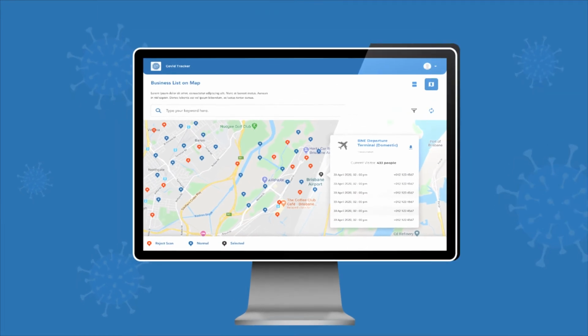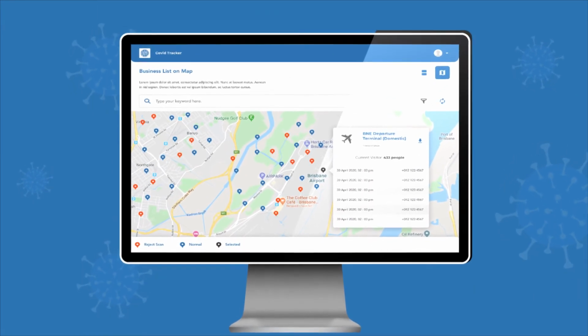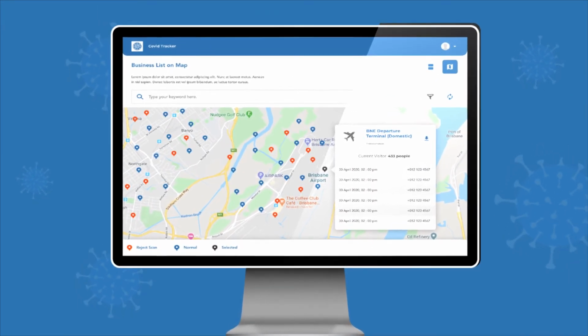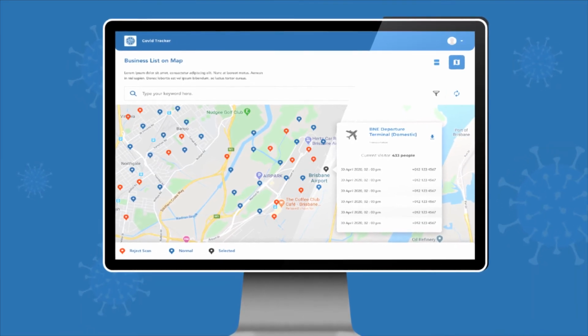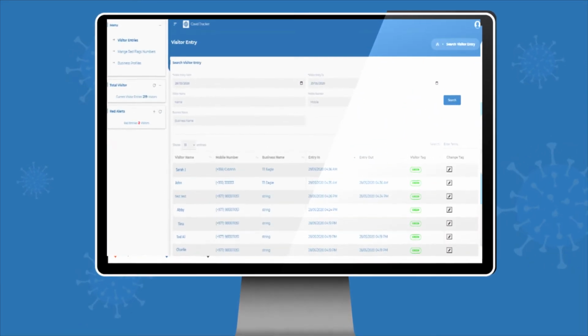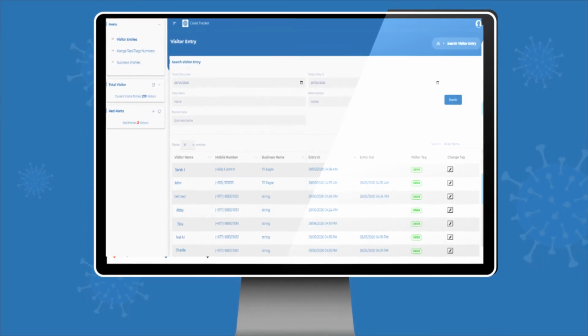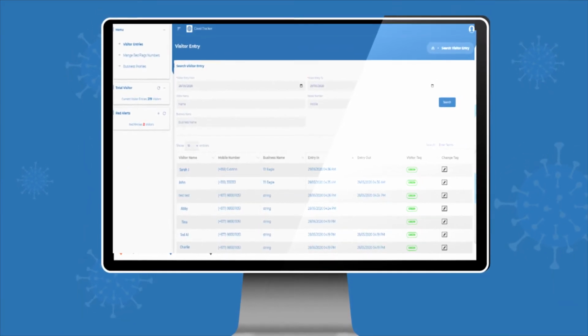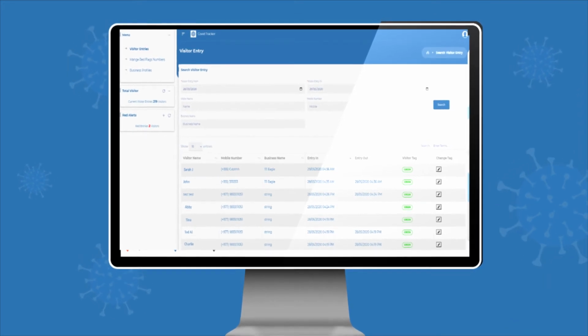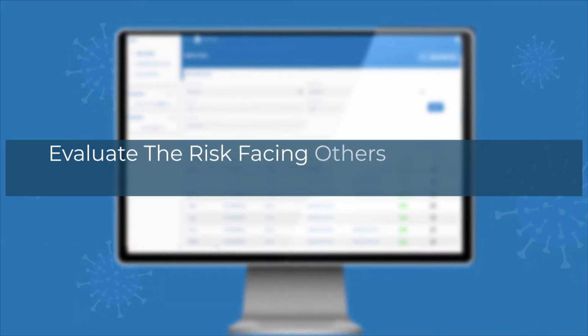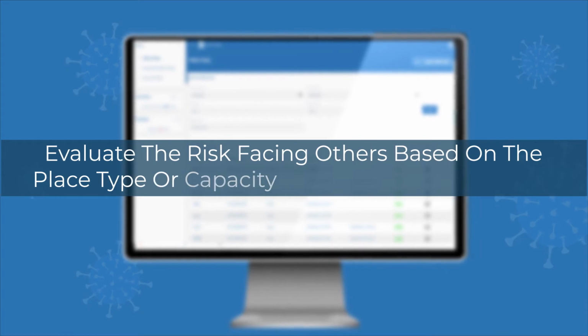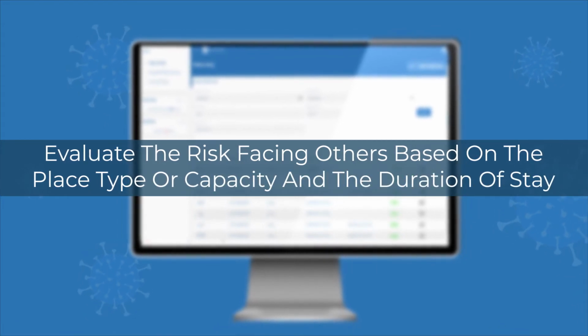An authorised healthcare agency shall have access to all database of the system and is able to track back all nationwide visits up to the past 30 days. If a person is tested positive for COVID-19, a healthcare officer can immediately track back his or her visits and see what places he or she has visited before and evaluate the risk facing others based on the place type or capacity and the duration of stay.